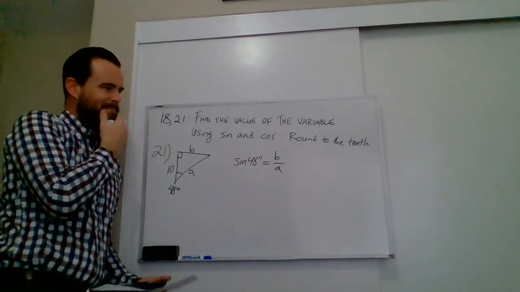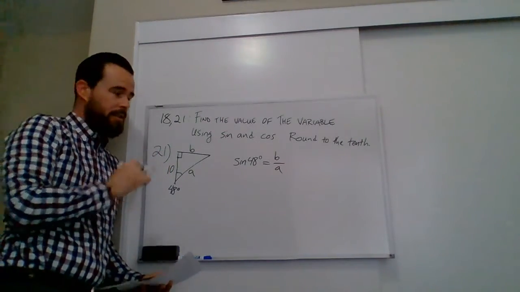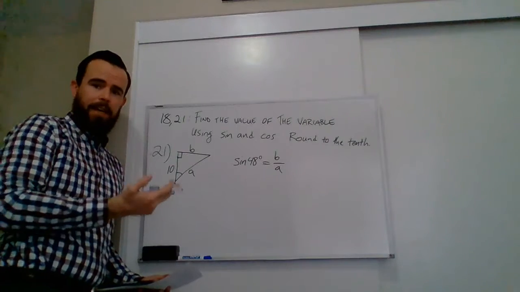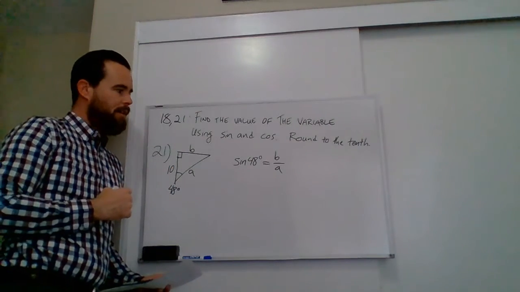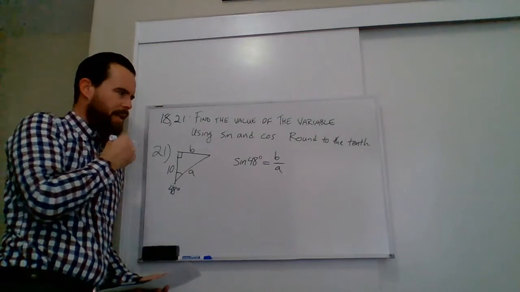Uh-oh. That's a problem. We got two unknowns in one equation, so we can't find out what either of these values are. Is there any other way we can find out what A and B are?